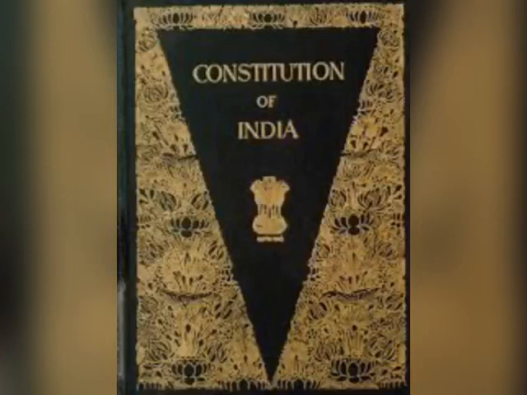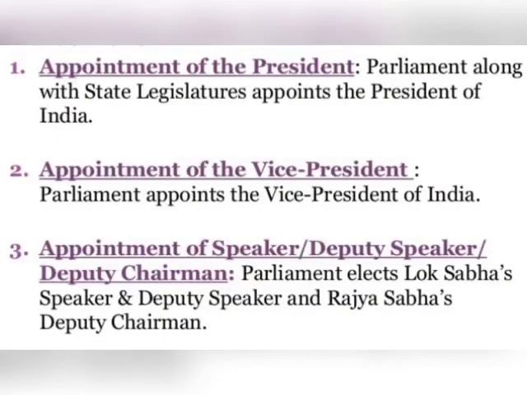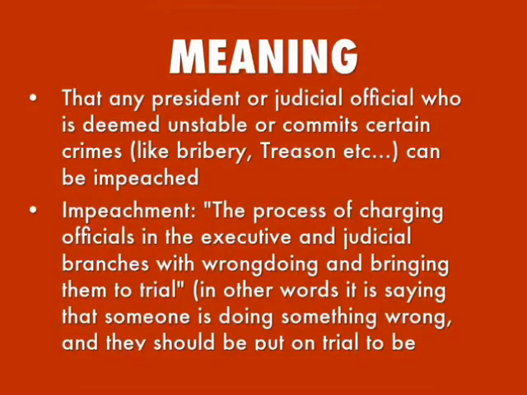Next heading for the power of the Parliament is amendment of the Constitution. Time to time, the Parliament can make changes in the Constitution. That power of the Parliament is known as amendment to the Constitution. Electoral function. What are the electoral functions of the Union Parliament? Parliament participates in the election of the President, Vice President of India. Judicial powers. The Parliament removes the President of India through impeachment. Number 2, the Parliament can remove the Vice President of India as well.